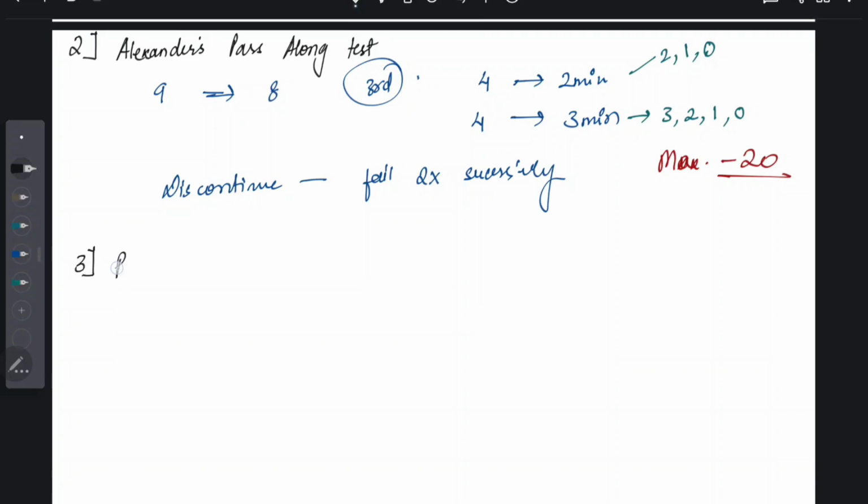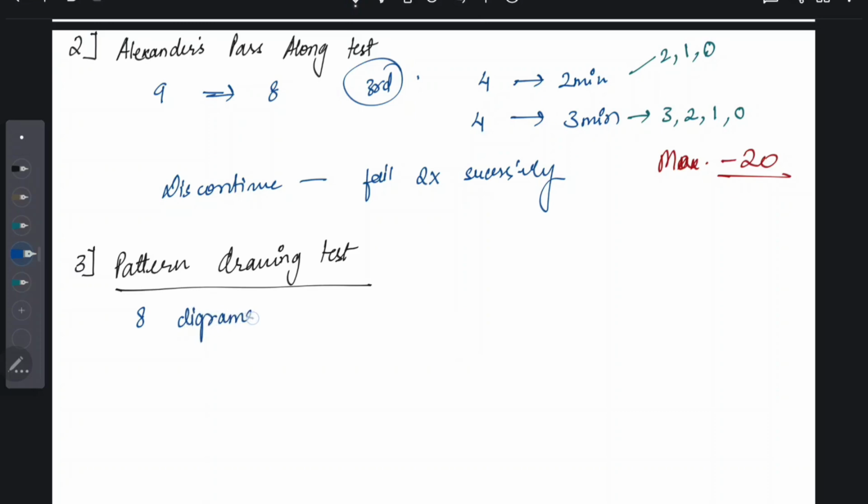The third test, pattern drawing test. Now, this test has 8 diagrams in it, and so you call them the 8 subtests. What you actually do over here is, they are in increasing level of difficulty. So you start with a simpler diagram that they have to trace, and then you move on to much more difficult one. Every preceding design will give a clue into how the next design can be made.